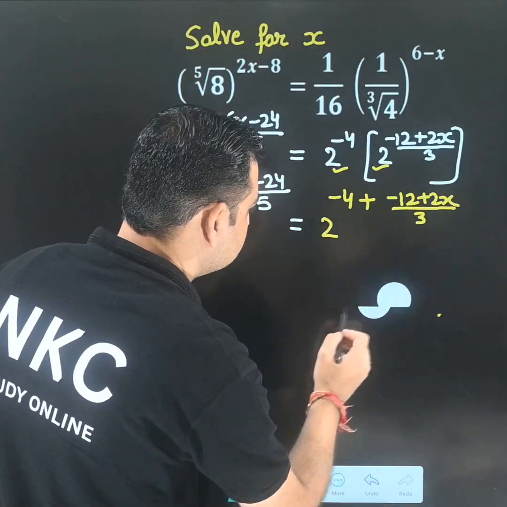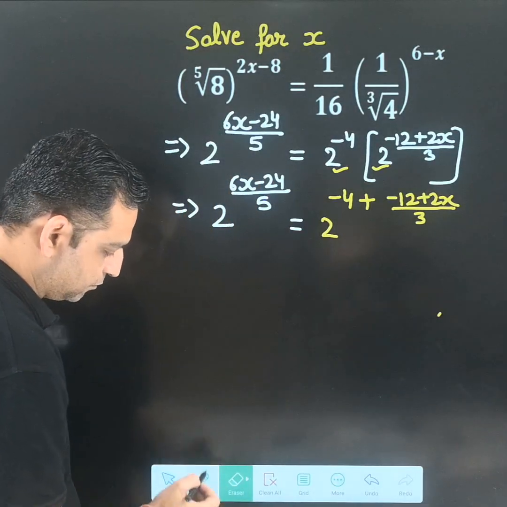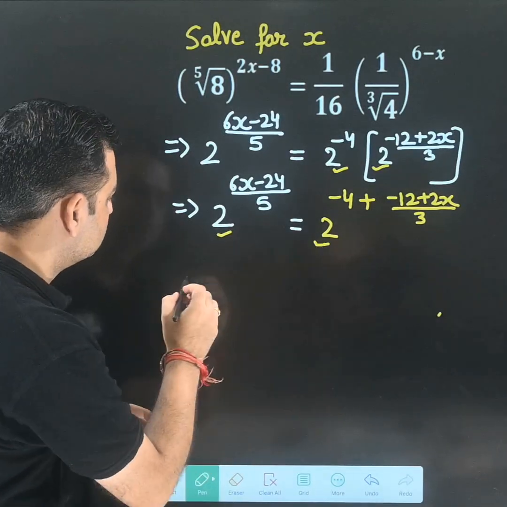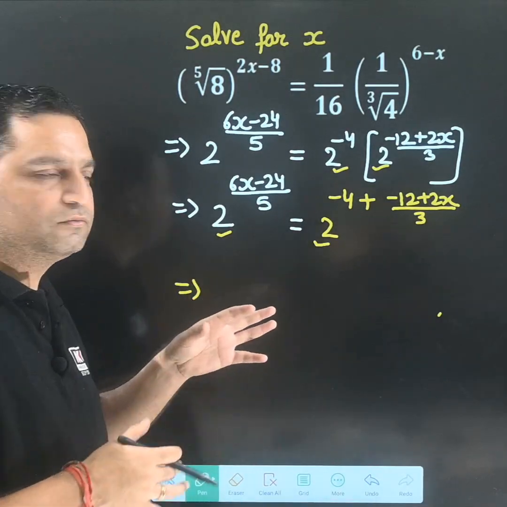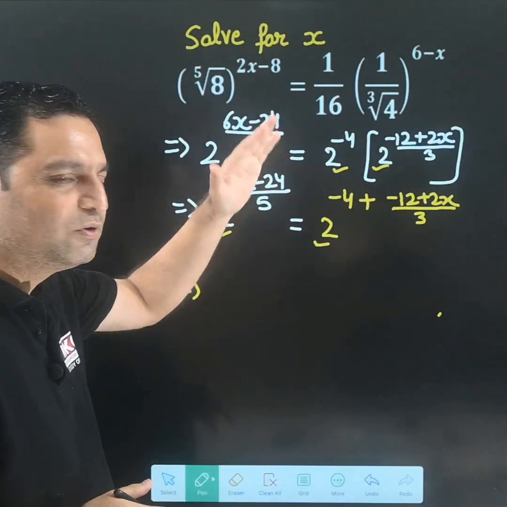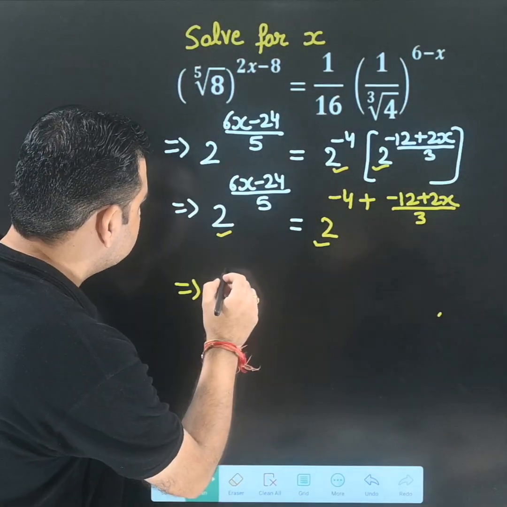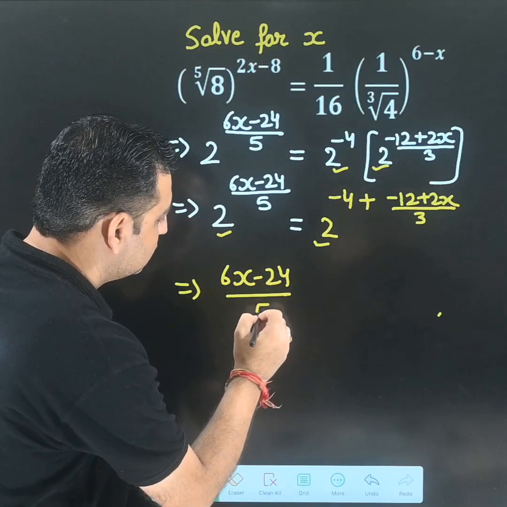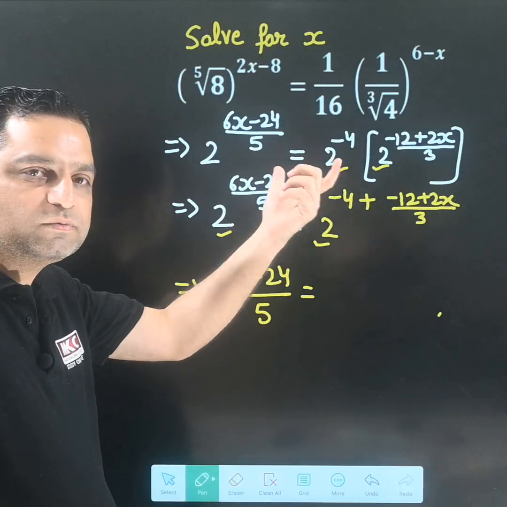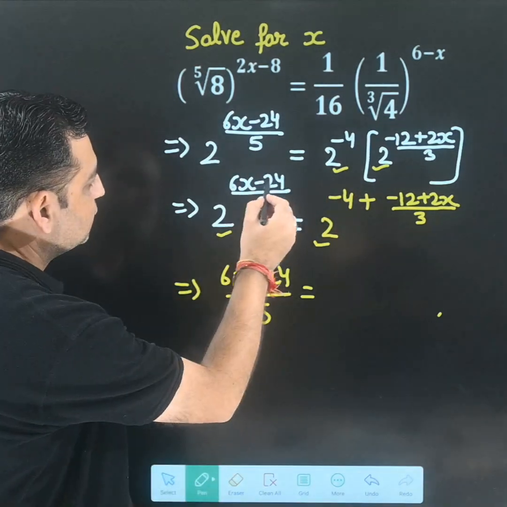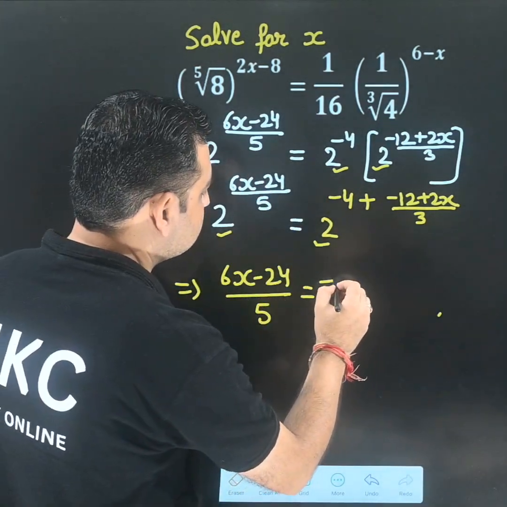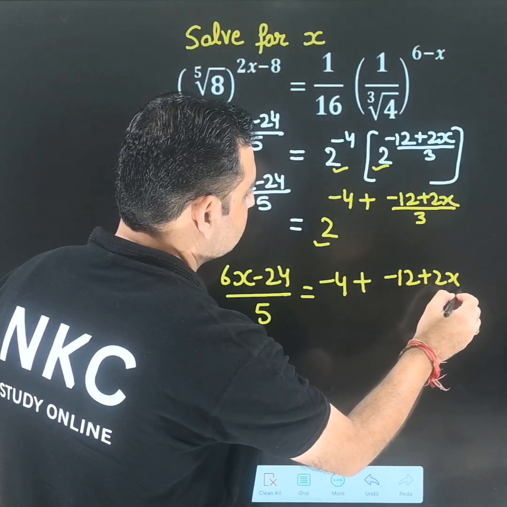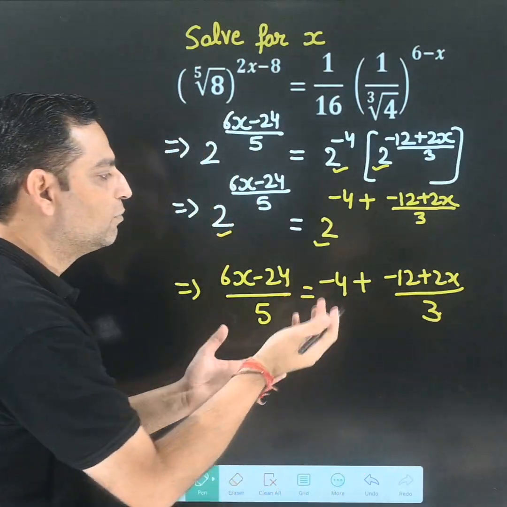Now base on both sides is the same. If base on both sides is the same, this is 2, this is 2. So without waiting for solving it, I'm going to write both exponents equal, because this usually happens when base is the same, then exponents must be equal. That means 6x minus 24 upon 5 must be equal to minus 4 plus minus 12 plus 2x upon 3. Now it will make my question easy.